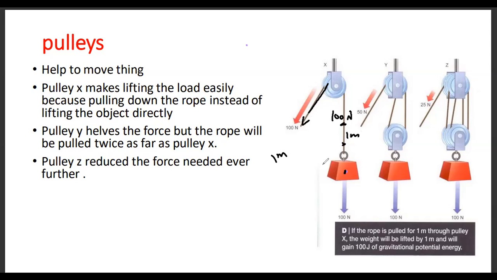Okay, so this system does not save any effort, or it is not a force multiplier, because you applied 100 Newton and you raise up 100 Newton. In the second system, here, this is a load of 100 Newton. This 100 Newton is divided along two ropes. So this is 50 Newton and this is 50 Newton. So to raise this one, do you see? Do you imagine this rope like this?